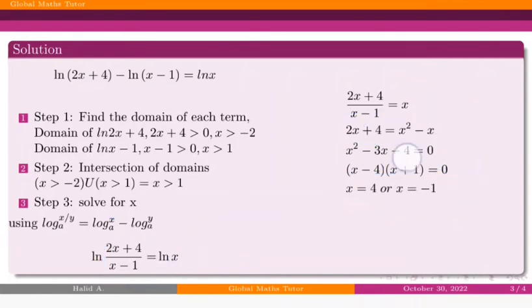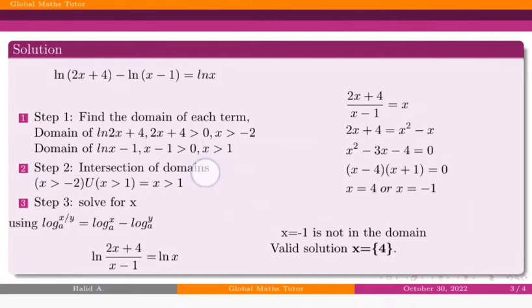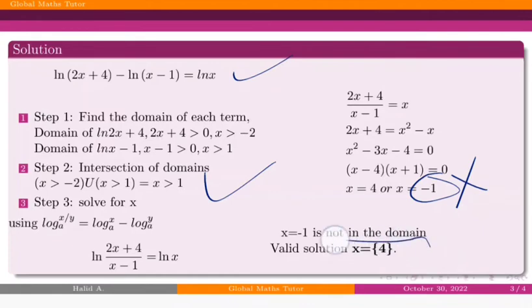Now, after solving for the value of x, we have to check whether it is valid or not. This is our final step. We know that our domain is x must be greater than 1, but -1 is not in the domain. So the only valid solution of this ln equation is x equal to 4.